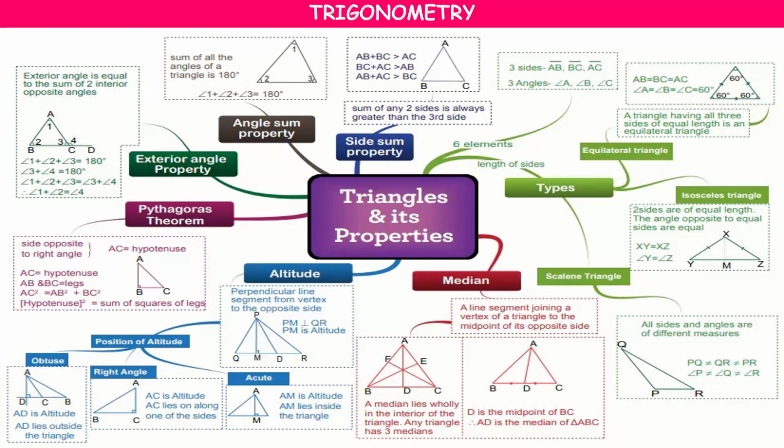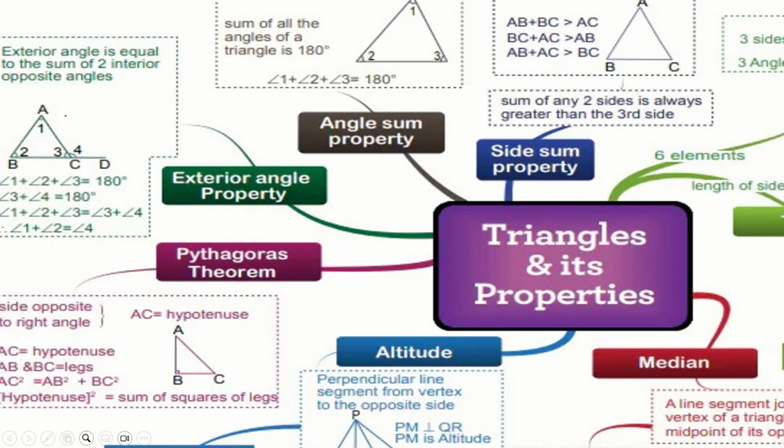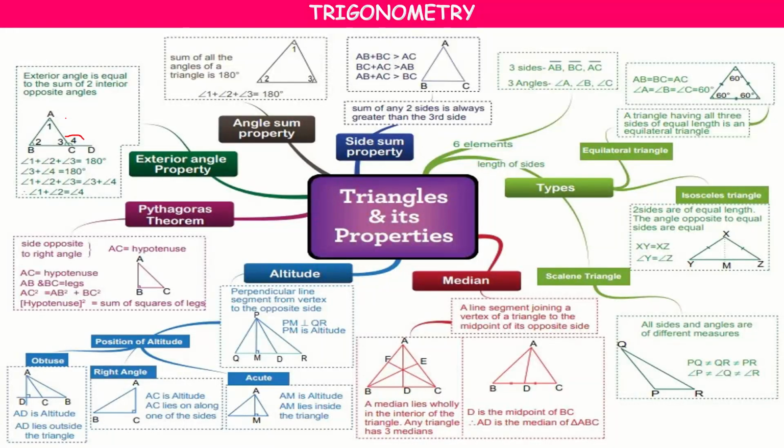And observe this, you know very well, observe this one: exterior angle is equal to the sum of two interior opposite angles. Very important. Here this is an exterior angle, angle 4 is an exterior angle, and angle 1 and angle 2 are the interior opposite angles. So angle 4 equals angle 1 plus angle 2, right? And coming to here, the sum of three angles is 180 degrees. This is called the angle sum property, you know very well.